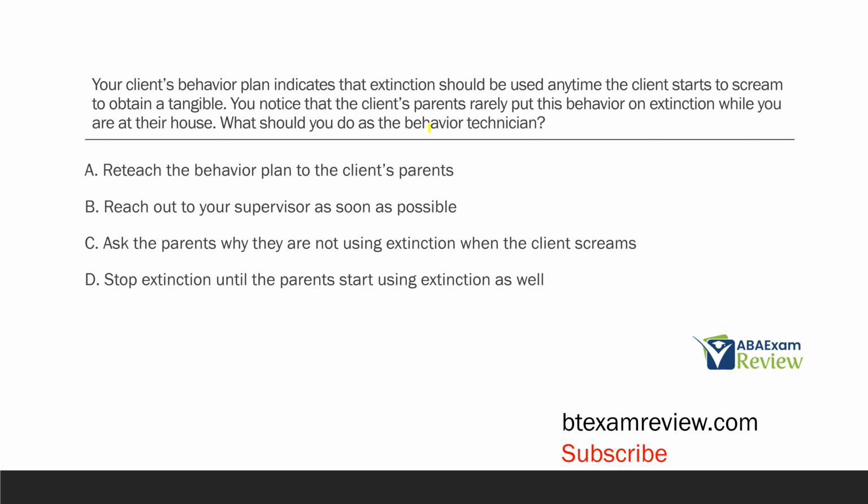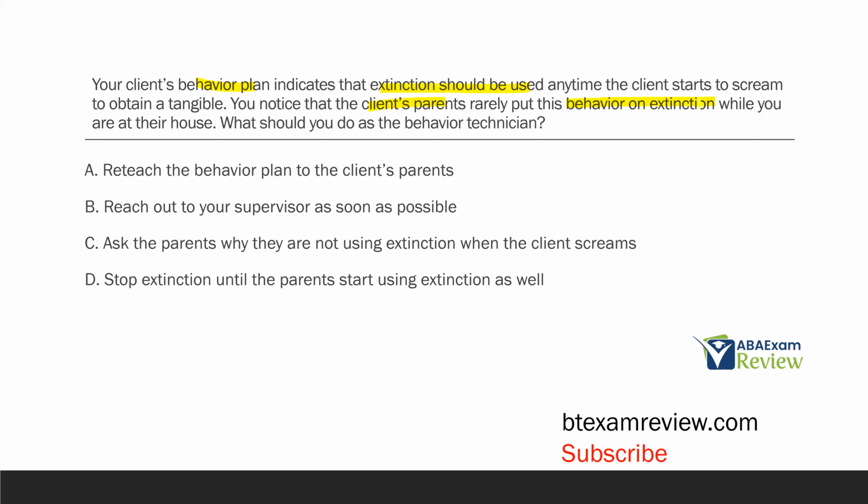So put yourself in the shoes of this behavior technician. What is occurring? Well, the behavior plan says extinction should be used. And whenever we're using extinction, extinction needs to happen 100% of the time, or as close to 100% of the time as possible in order to truly be effective. However, you see that the client's parents aren't putting this behavior on extinction, or are rarely putting this behavior on extinction. That's a problem. One, they're not following the plan.